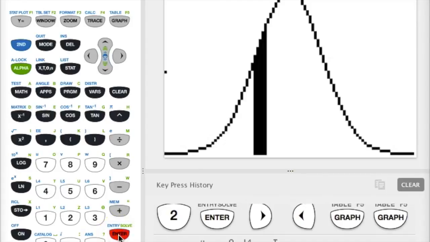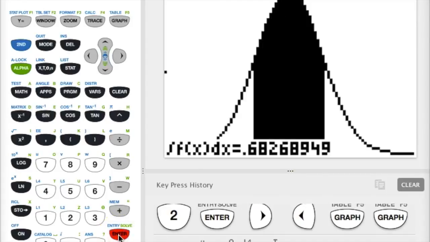Another thing that's interesting is if I wanted to figure out the area under that curve, I could use a calculator to do it. And so from 66 to 74, notice this number 0.68. We have seen that before. So again, this idea of the normal curve, area under it is very, very important.